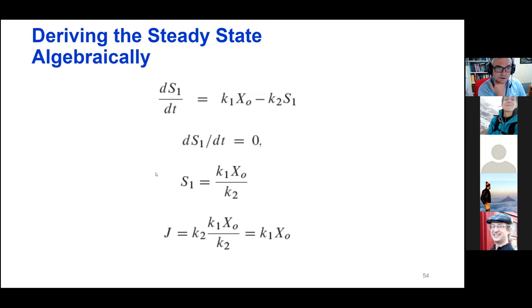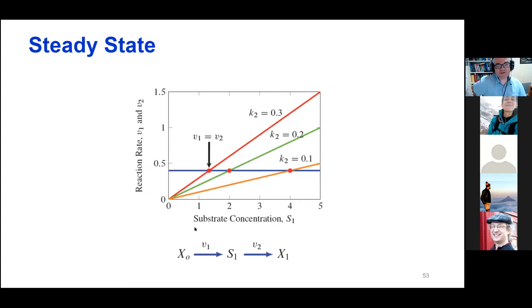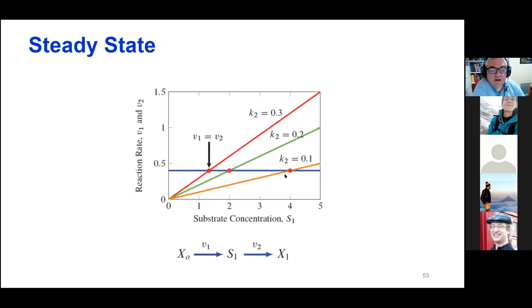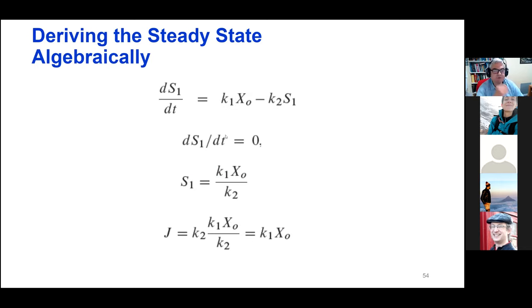So this is the graphical way. We've got two ways of depicting the steady state. We can do it graphically like this, or we can run the steady state function, r.steadyState. The other way to do it is to determine it analytically, mathematically. This is the model for that simple two-step pathway: dS1/dt equals k1 x1 minus k2 s1.